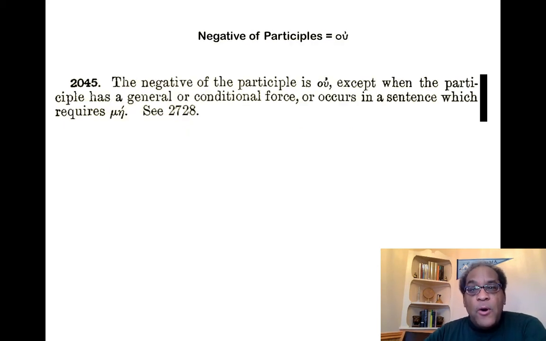So the negative of participles is ou, except when a participle has general or conditional force or occurs in a sentence which requires me. We'll jump off those bridges when we get to them, but just remember that generally speaking, the participle will be negated by ou.